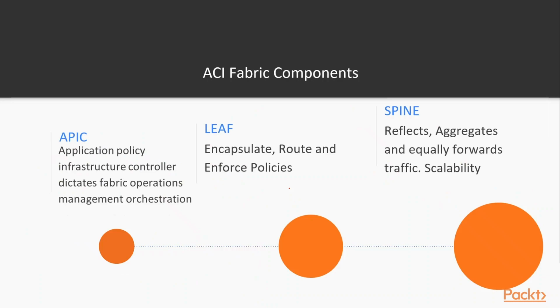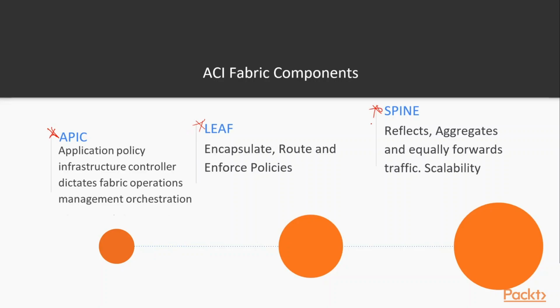In summary, in this video we talked about the APIC, and the APIC is where all my policies are going to be configured and pushed onto all my fabric devices, in this case my leaves and my spines. The leaf encapsulates, routes, and enforces policies. It's basically running the show. They're in charge of running the whole fabric: routing, forwarding, encryption, encapsulation, you name it. They're basically the brains of the operation.